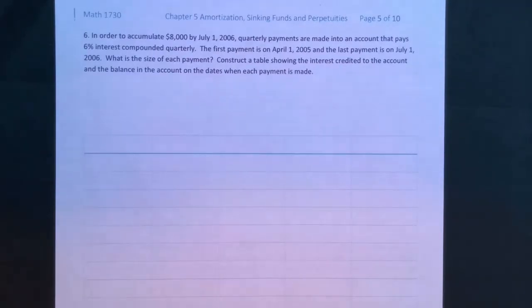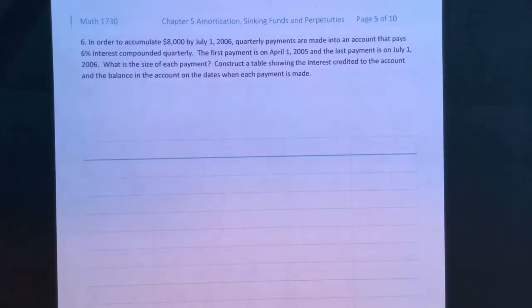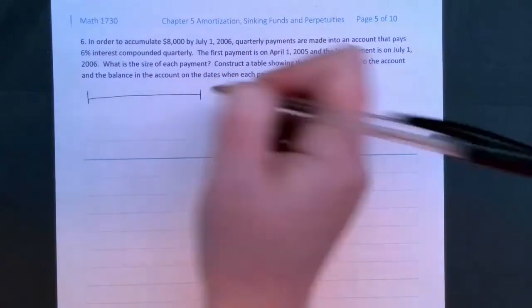Construct a table showing the interest credited to the account and the balance in the account on the days where the payment is made. Okay, so first thing we have to do is we have to figure out what's happening here. So we make our timeline.